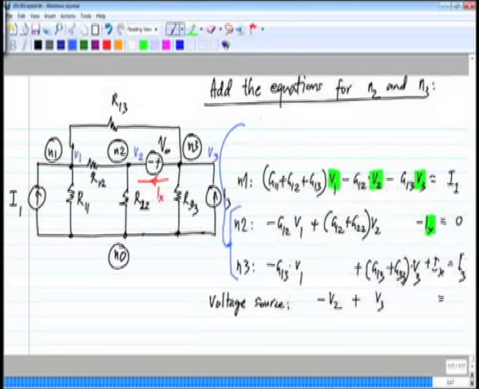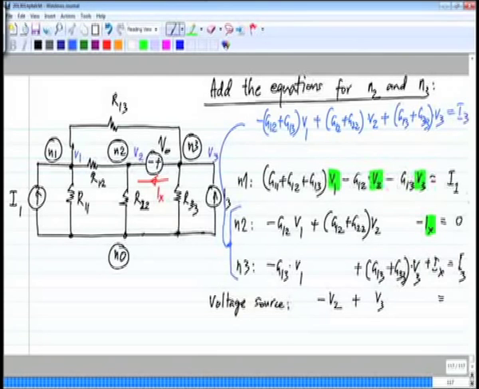I will get minus G12 plus G13 times V1, plus G12 plus G22 times V2, plus G13 plus G33 times V3, to be equal to I3.